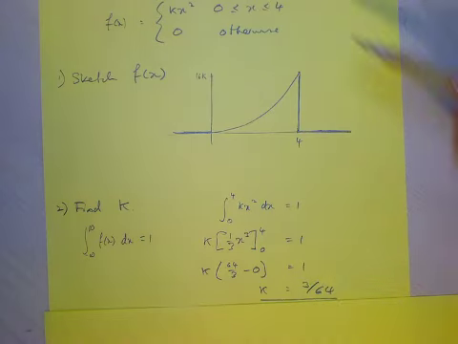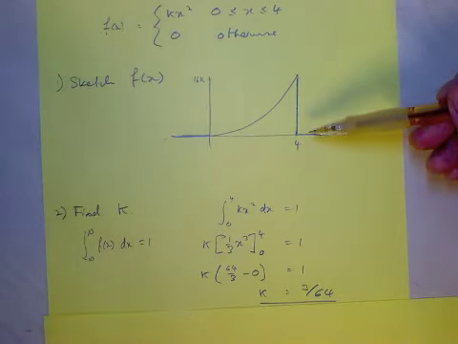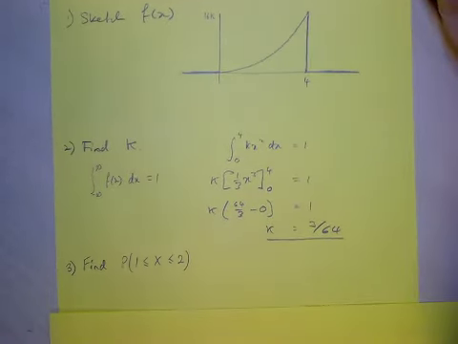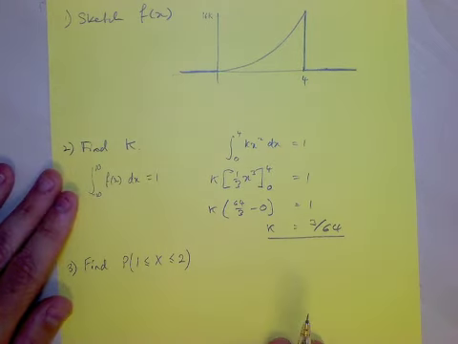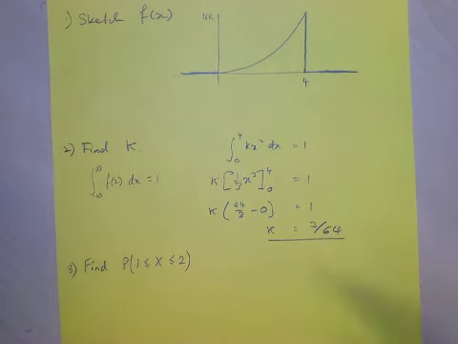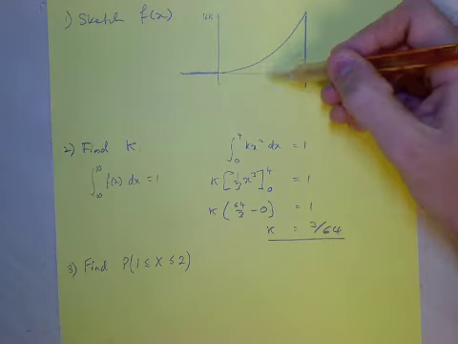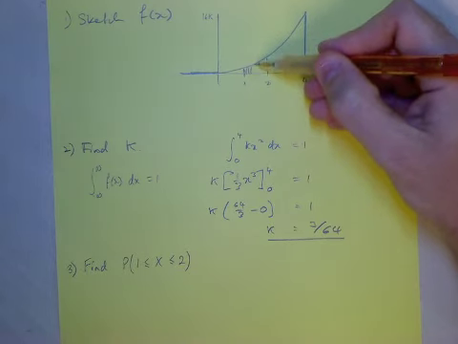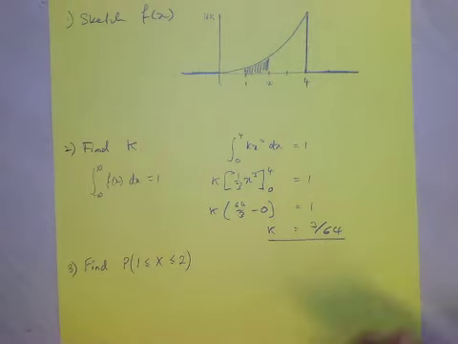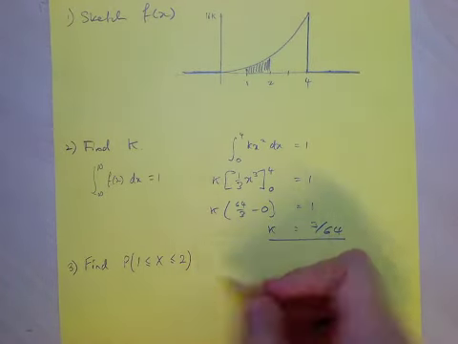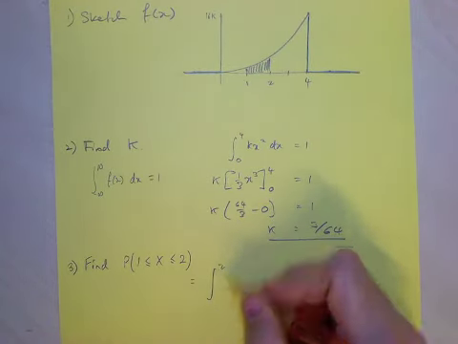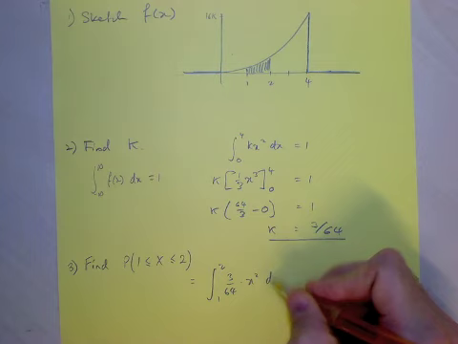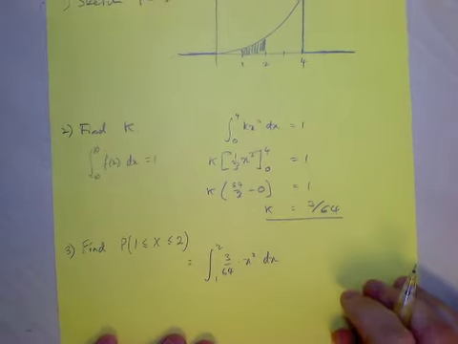And that's the value that k must take in order for this area to be 1, and therefore for this to be a probability density function. Once I've got that, then I can answer particular questions. So the probability that this varies between 1 and 2, remember that corresponds to the area under the curve between 1 and 2. So I've got that problem to do. So the probability here is going to be the integral between 2 and 1 of 3 over 64 x squared with respect to x, and it's a case of working this through.